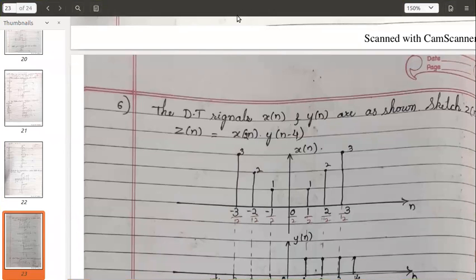So we were discussing this problem. x of n is given to you, y of n is also given to you. You need to find z of n. If you observe, there are three operations.